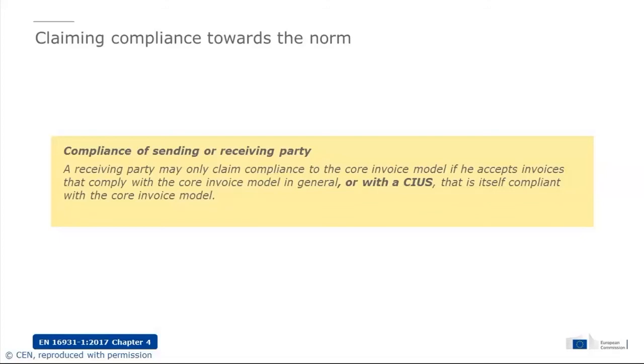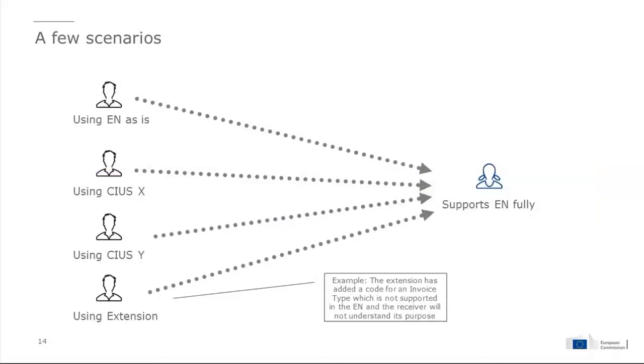Let's say that a buyer, which we have on the right side here, has implemented the European standard fully with all features described in the model. She can present all code values and can use all the invoice type codes. She implemented the European standard completely with all its features. On the left side, we have suppliers who have independently implemented the European standard. The first one has implemented the standard as is, based on the available specifications.